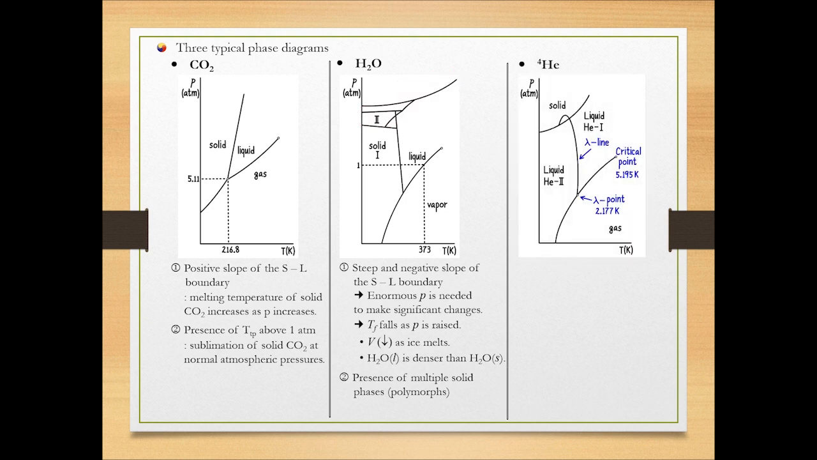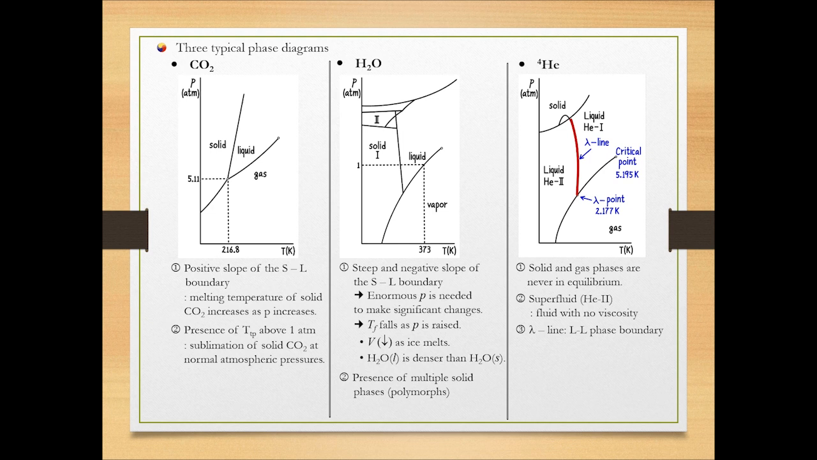Now, let's examine the phase diagram for helium-4. This diagram has several unique features worth noting. First, observe the solid and gas phase boundary lines. They never intersect. This indicates that the solid and gas phases of helium-4 are never in equilibrium under any conditions. Another remarkable feature is the presence of the liquid helium-2 phase, which exhibits zero viscosity. This phase is known as the superfluid phase.